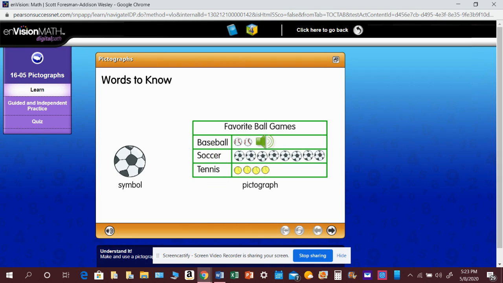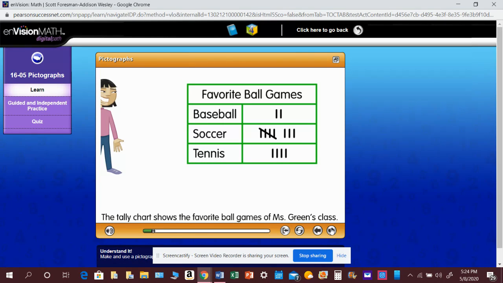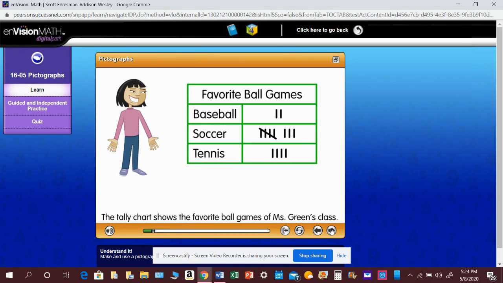And so for baseball, they put 2 baseballs. For soccer, they put 8 soccer balls. And for tennis, they put 4 tennis balls. The tally chart shows the favorite ball games of Ms. Green's class. Okay, so this time we're using a table with tally marks, which is a tally chart.